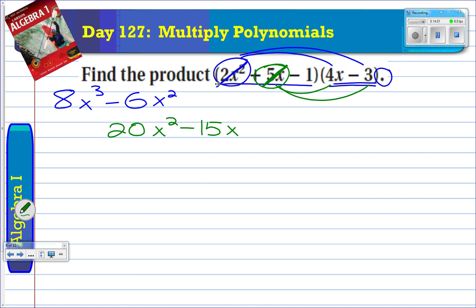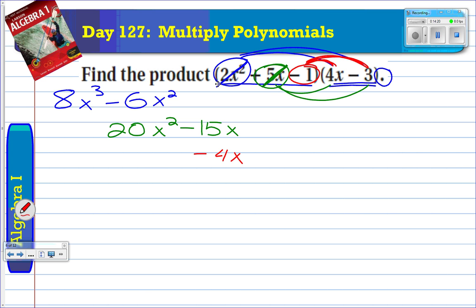I just have to do this one more time. So you see that I'm just going to do the same thing. I just have to do it 3 times. Negative 1 times 4x, then negative 1 times negative 3. Well, negative 1 times 4x is just a negative 4x. I'm going to write that underneath the other term that's like that, just has x's.